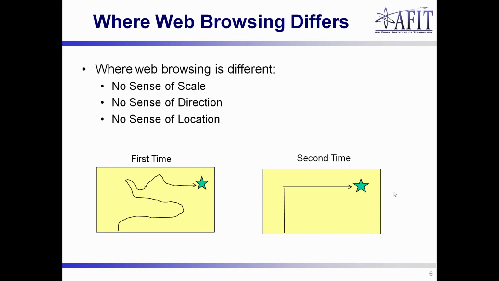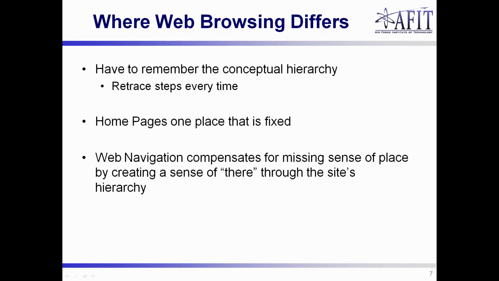Because you have a sense of a layout, you know how to take shortcuts, you see signposts. However, in web browsing, we don't have that. So if we know how to get to something, because we got there last time, we will end up having to take the exact same route that we took the first time. It may be very difficult for us to figure out the more direct route to that item. Because there's no physical space, we have to remember the conceptual hierarchy in our heads and retrace it every time.